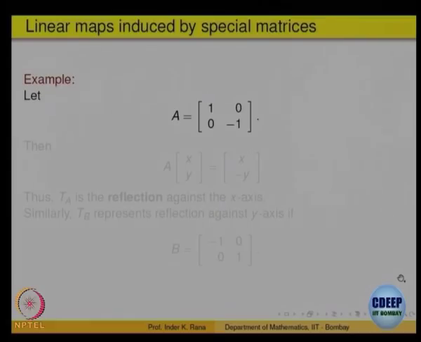So, what does it look like geometrically? The x coordinate remains the same, and the y which was there has become minus y. So, this is reflection against the x axis, y goes to minus y. And similarly, the matrix [-1 0; 0 1] gives you reflection against the y axis. So, reflections are obtained by this simple matrix transformation in the plane.